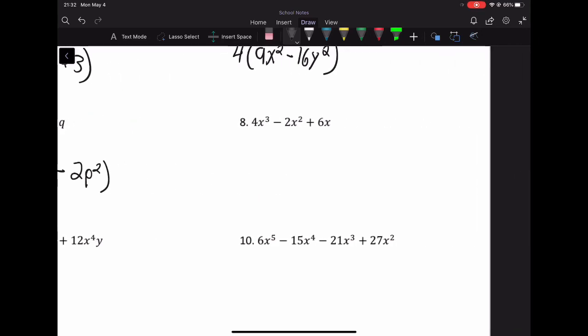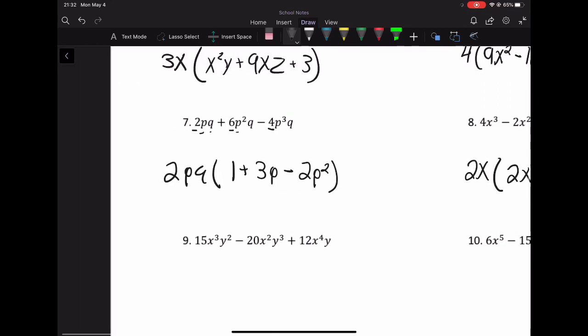Next one, 4, 6, and 2 again. We're going to pull out a 2 from here. We have an x in each of them, at least an x in each of them, so we'll just put 2x. 4x cubed divided by 2x, we get 2x squared minus x plus 3. Close parenthesis, and that's our answer for this one.